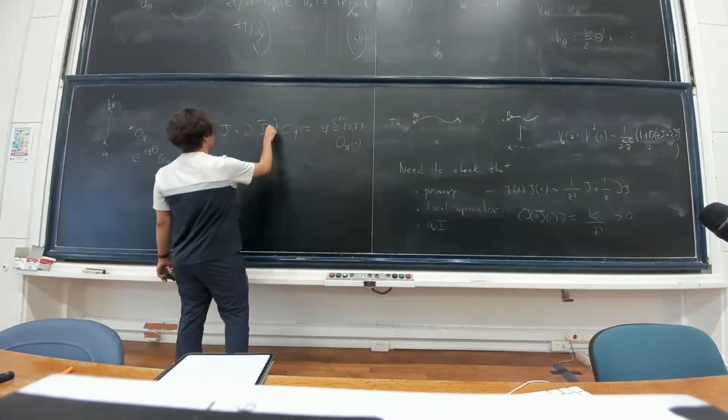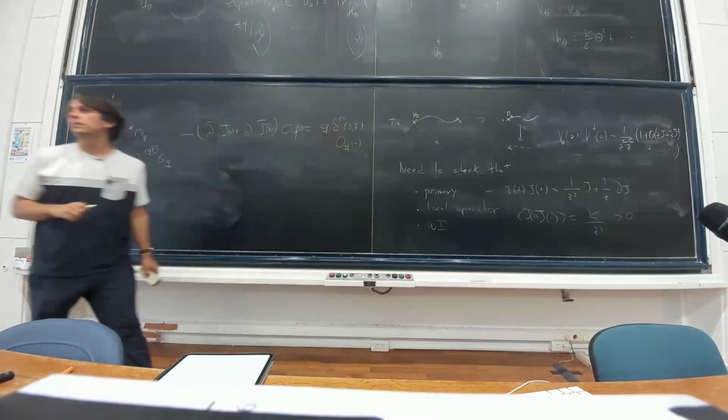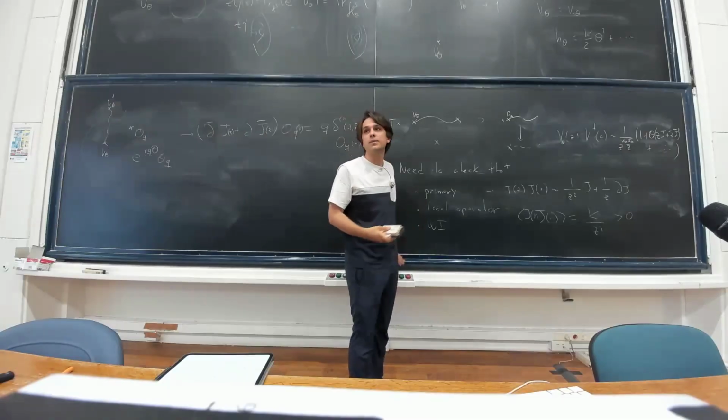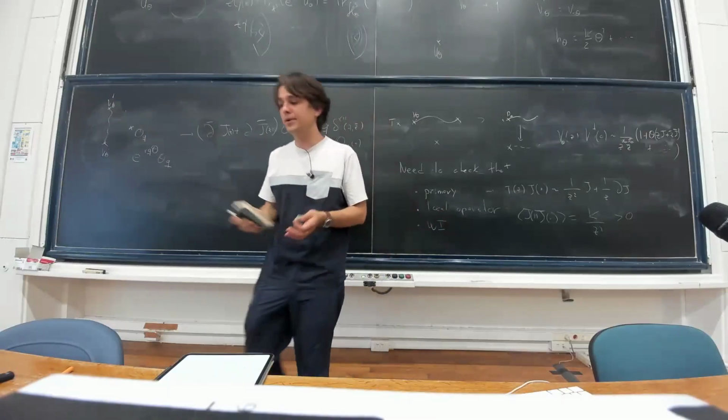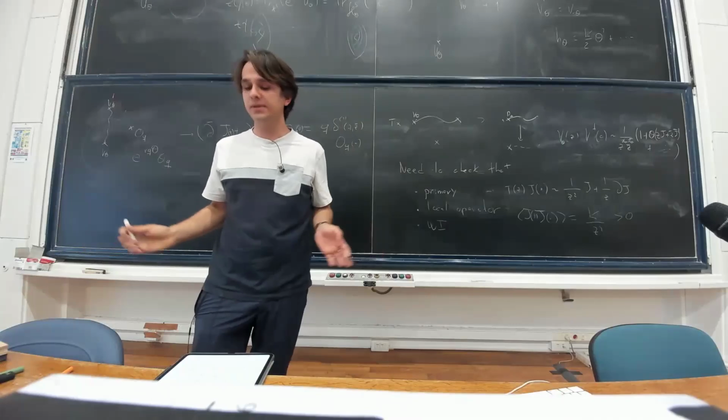So that's it. It is non-trivial, it satisfies all the bootstrap axioms. So as far as I'm concerned, it's a perfectly well-defined local operator that satisfies all the properties that we want for a current.